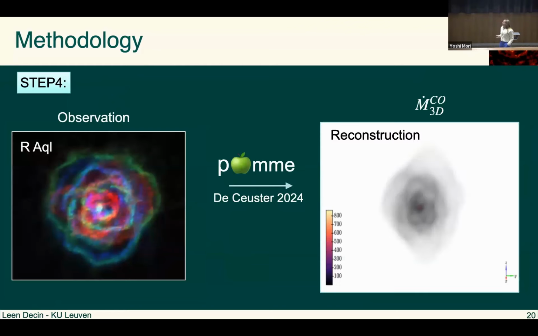Step 4 is the observations. We have these reconstructions now. This is data to the left, and this is a reconstruction of the CO density to the right. We can start seeing what is the density given, that's still a given velocity information.